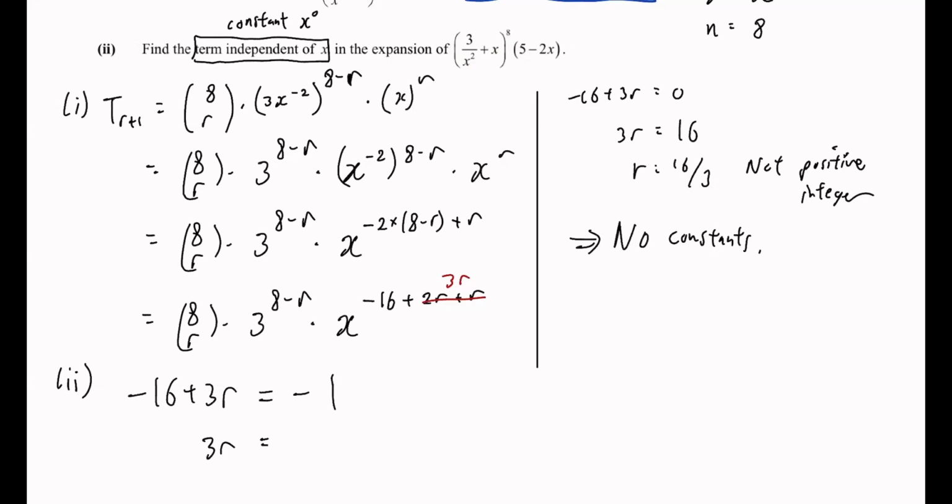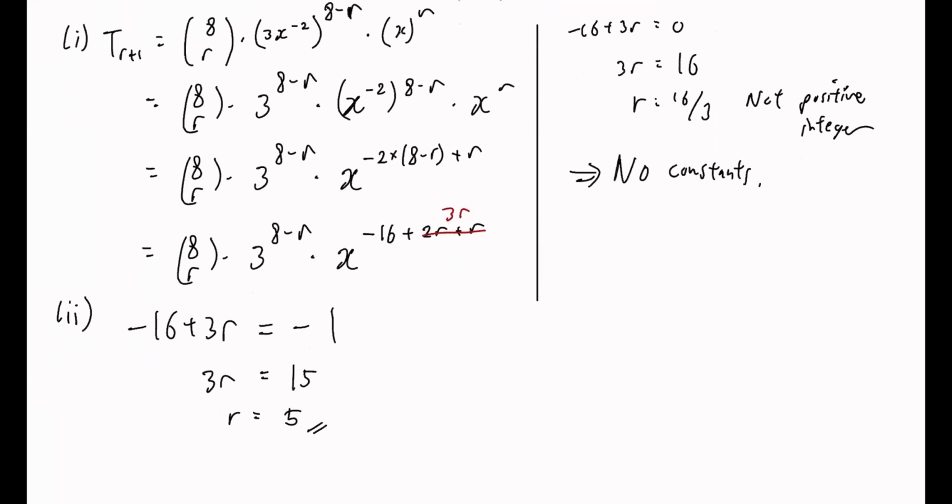Try to solve for r. Bring the 16 over, positive 16 minus 1, 15. Have or not? Yeah, have. Positive integer. So that means that we actually got T6. That will be the one that has x power -1. So take note. Remember, this r plus 1, here is r. Must always minus 1. Here is 6, minus 1 is actually 5. Okay, don't get confused. So 3 power 8 minus 5, simplify straight away is 3 times x power -1.